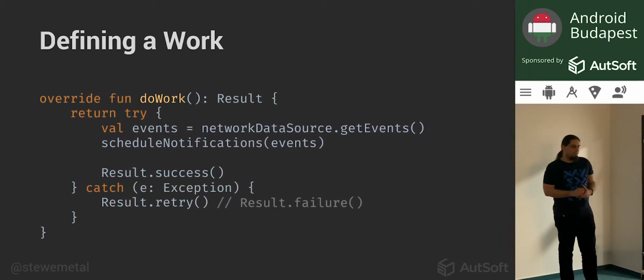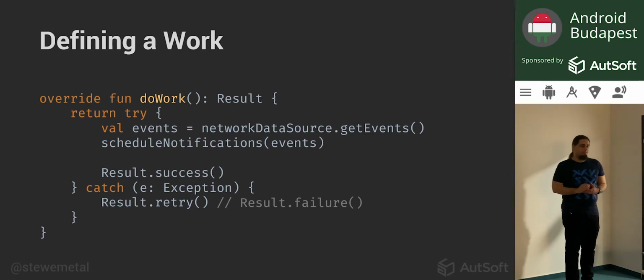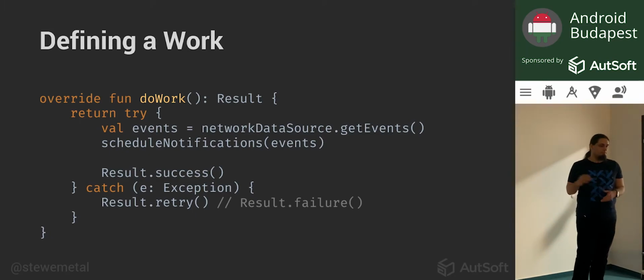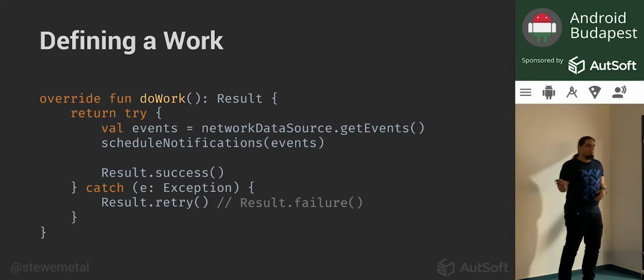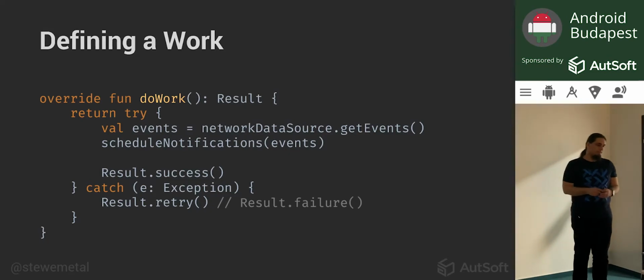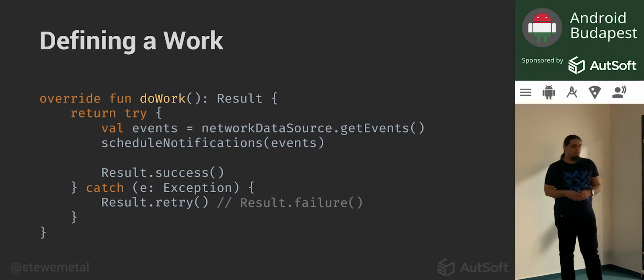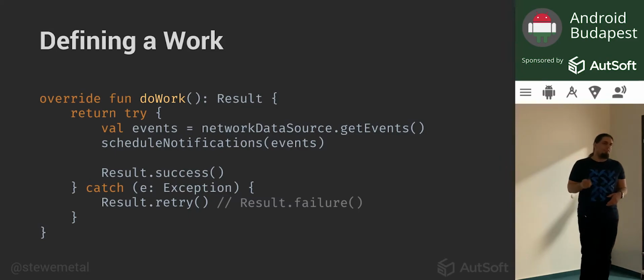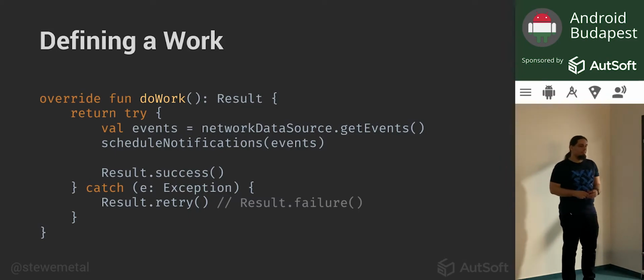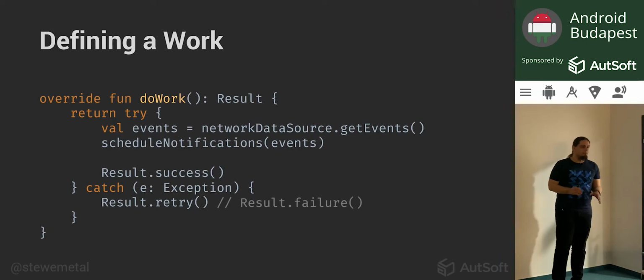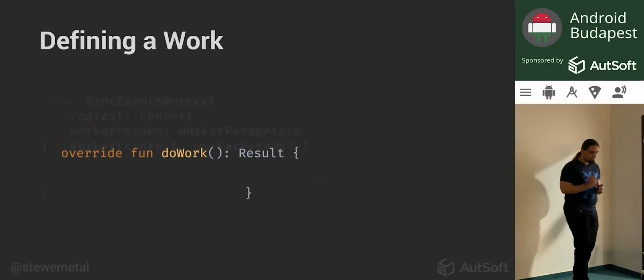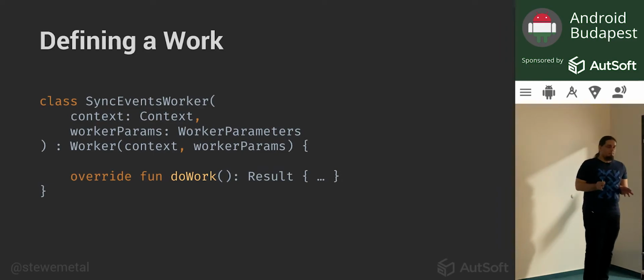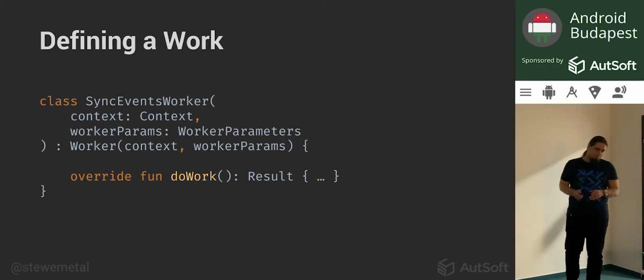Let's refactor this a little bit so we can do some error handling. From network calls, all kinds of exceptions can be thrown, so we just surround our business logic with a try-catch, and everything's fine. We still return a result.success object, and if any exception occurs during our run, we just return result.retry because we really want to get those events to be scheduled. All right, so this is the basic way we can define a work.